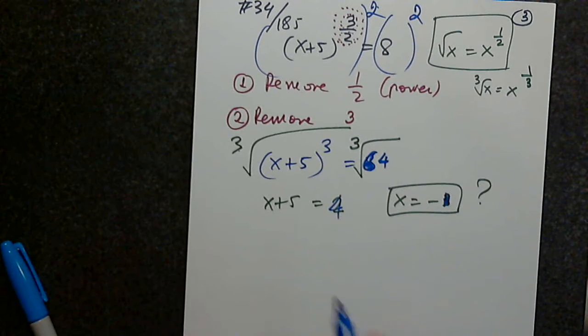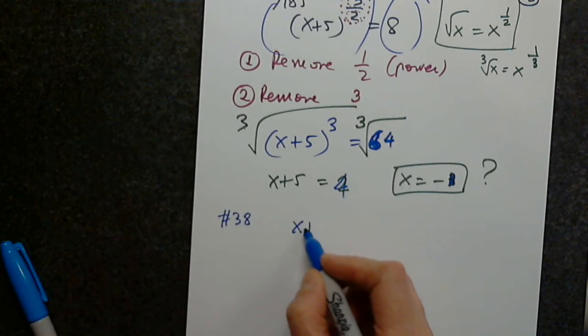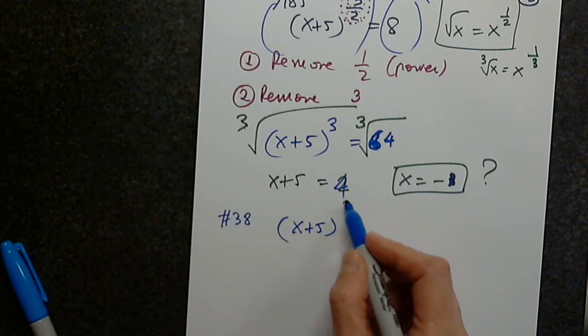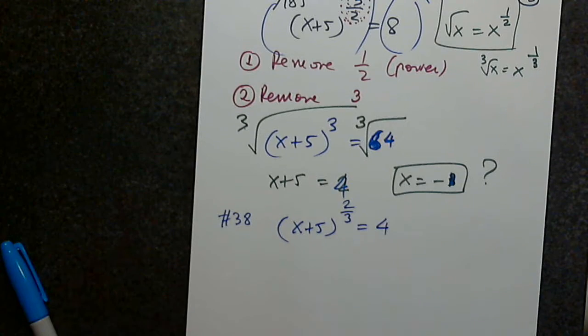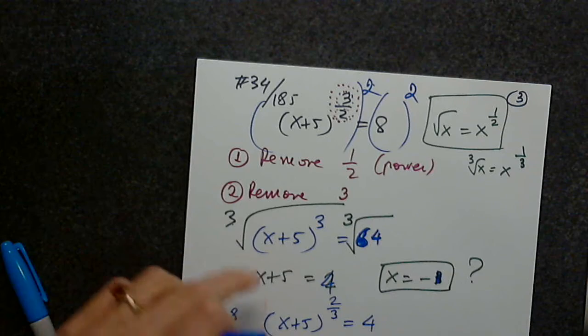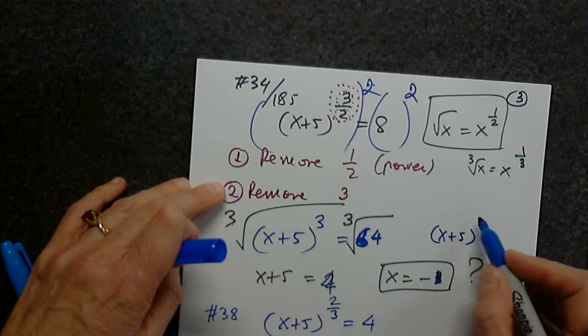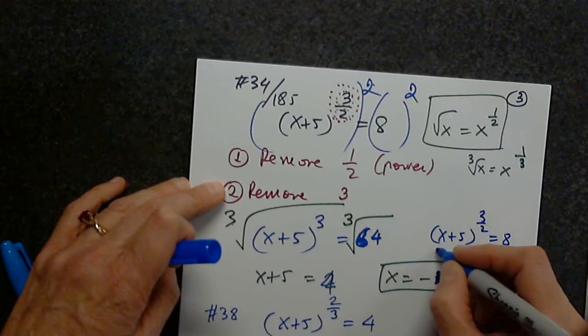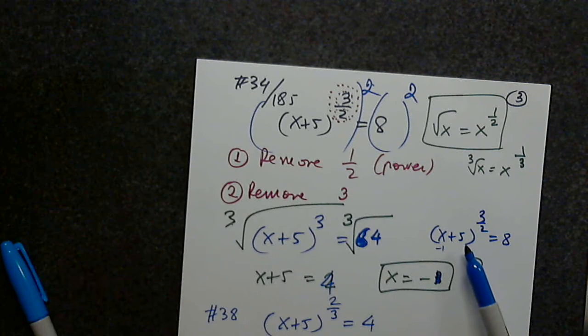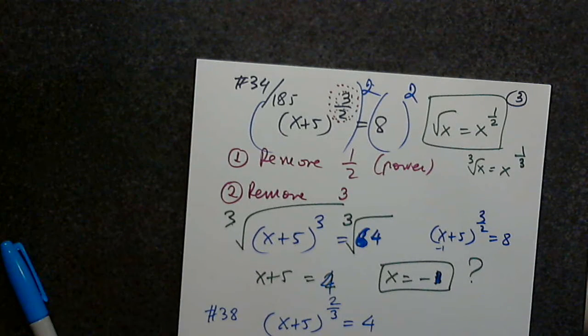Okay, so let's look at 38 as another example. X plus 5 again. I really didn't want x plus 5 again, but that's it. Oh, we didn't go back and check. Sorry. We have to go back and check. So this is x plus 5 to 3/2 equals 8. Now I plug in -1. How much is -1 plus 5? 4. I know I wouldn't do this with a graphing calculator, but let's do it now. So 4 raised to which power?